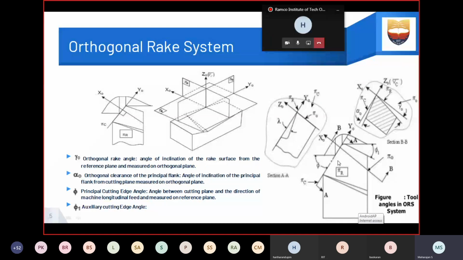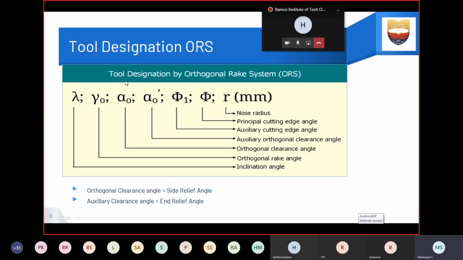This phi is the principal cutting edge angle. This phi 1 is the auxiliary cutting edge angle, and we can know about the rake angle, and this is the clearance angle. So by using this orthogonal rake system, we can have all these angles, and we can have the tool designation: lambda, gamma naught, alpha naught, alpha prime, phi 1, phi r, and the nose radius. This is how we designate the tool by the orthogonal rake system.